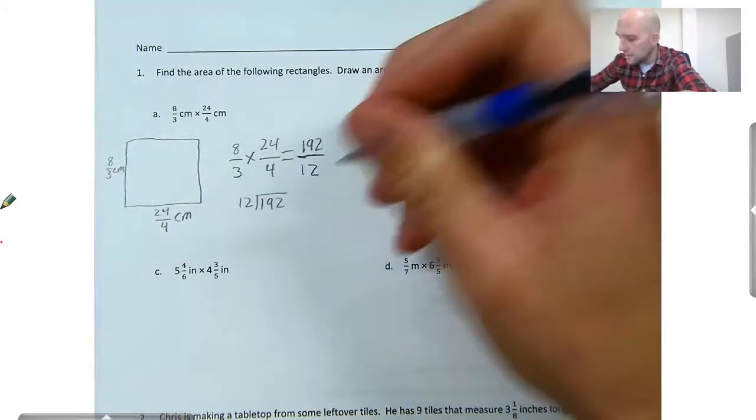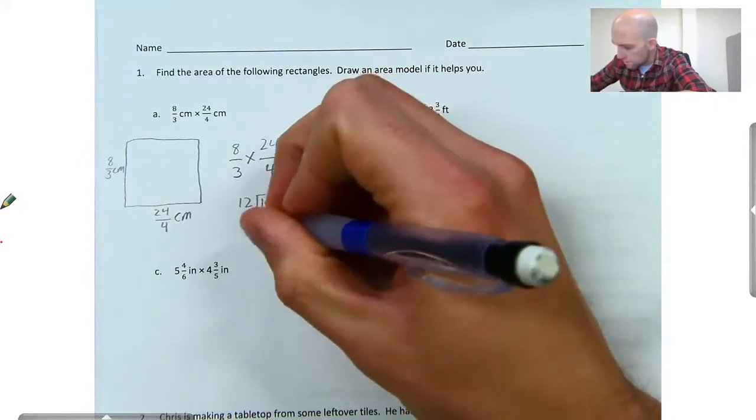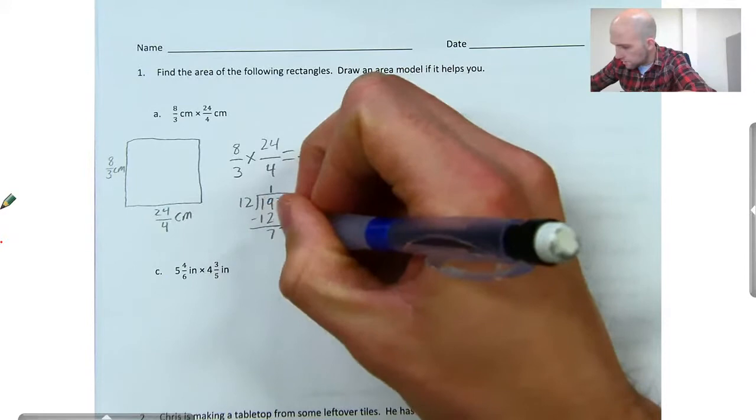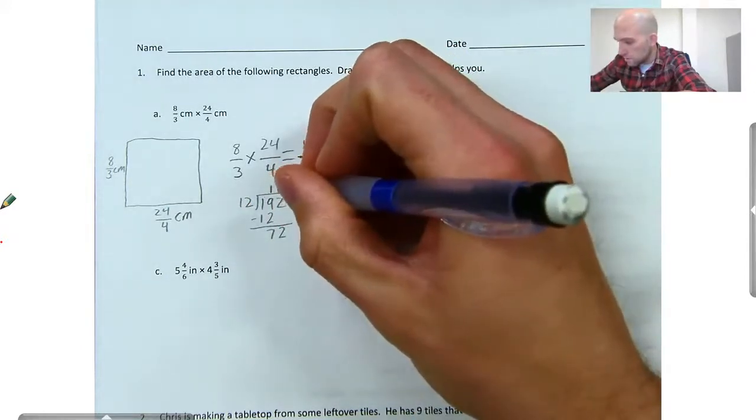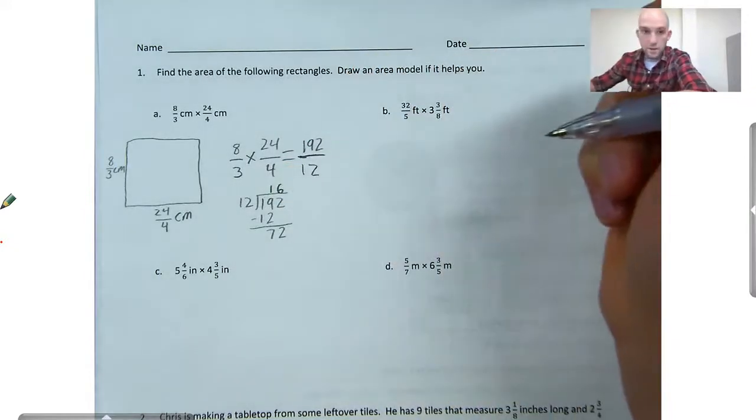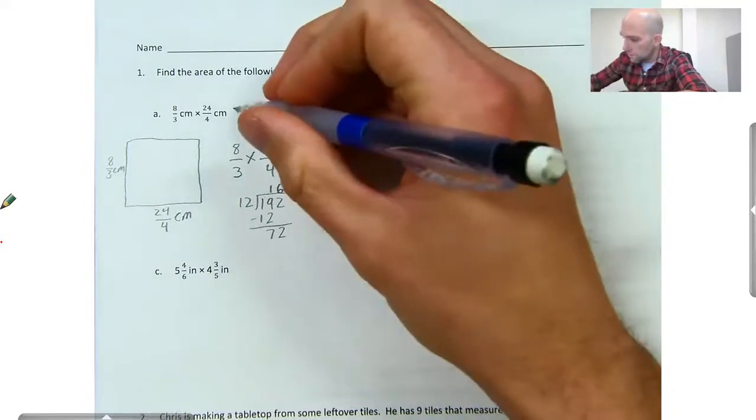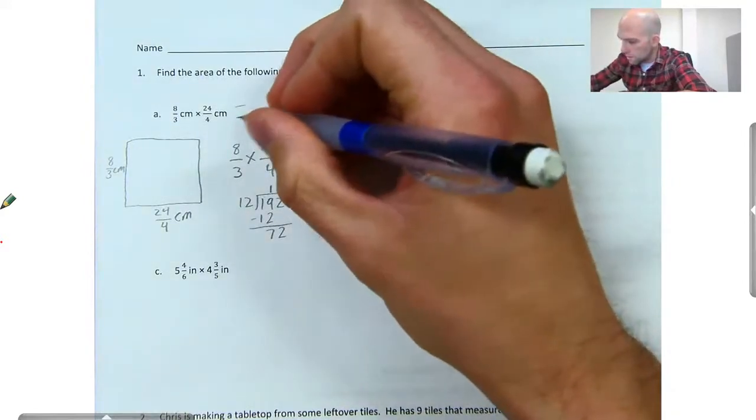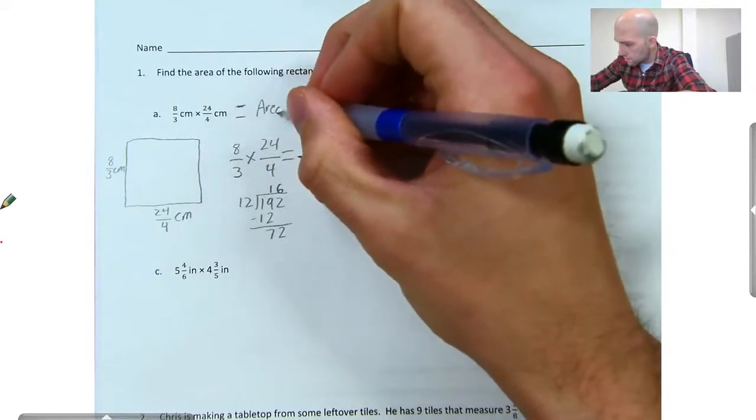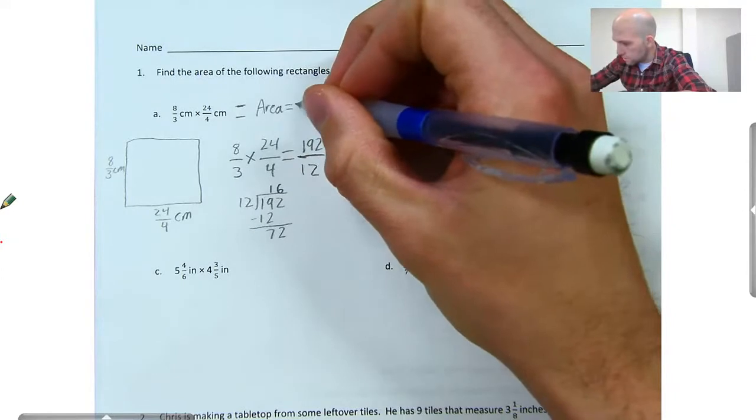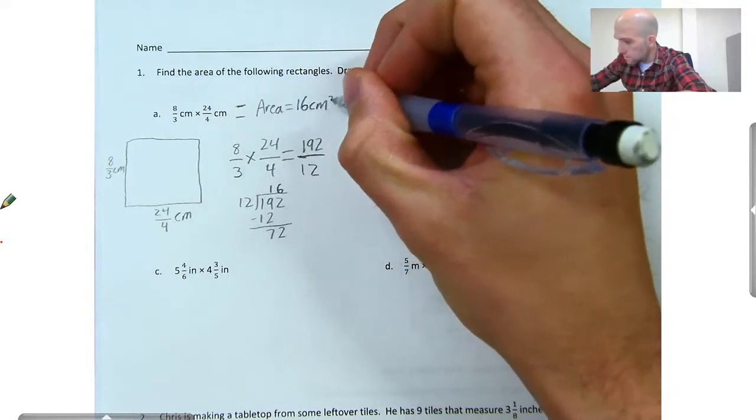12 goes into 19 one time. We have 72 left over. And 12 goes into 72 6 times. We won't have a remainder there, so we're not going to have a mixed number as an answer. We're going to have just a whole number. And our area is 16 square centimeters.